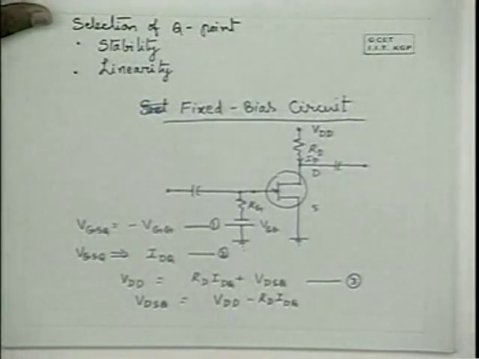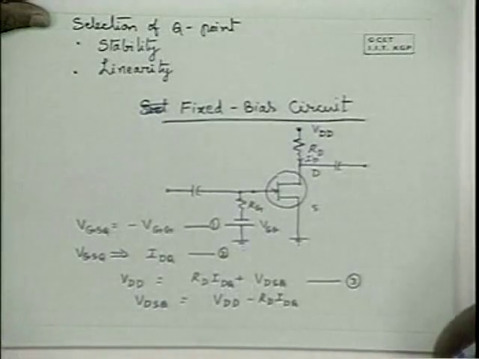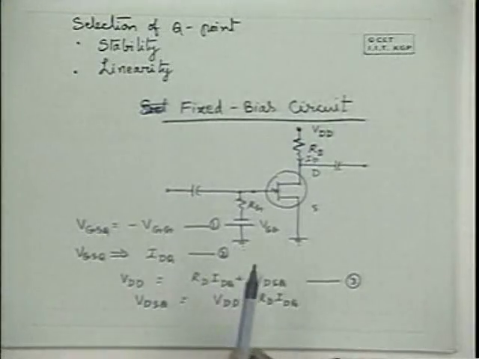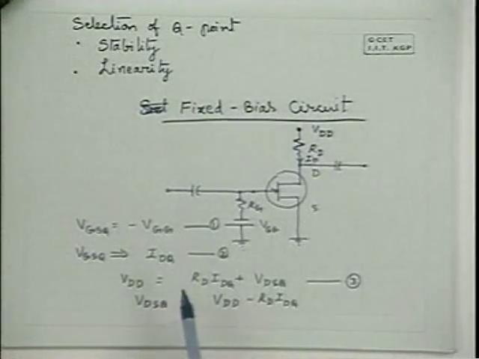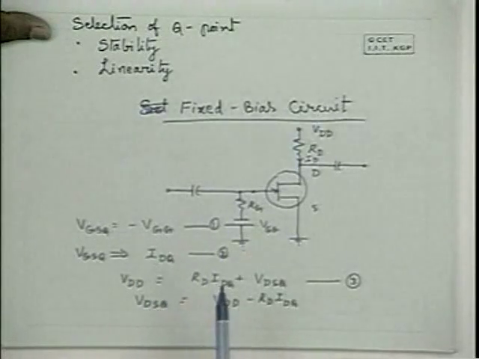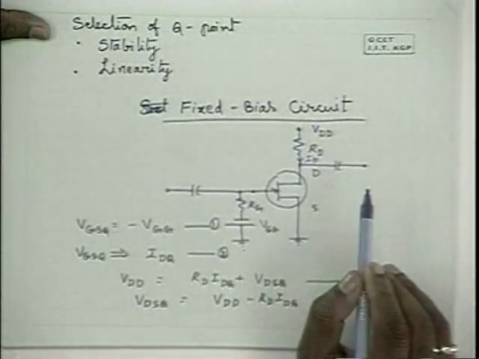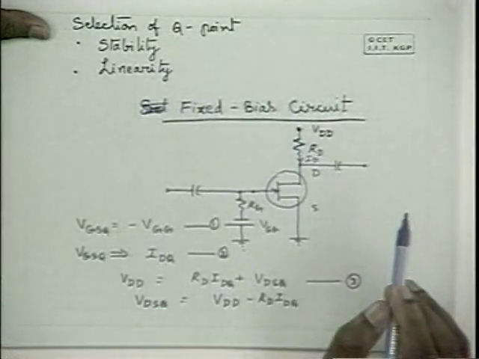So, analyzing the biasing circuit and getting the Q point is as simple as this. Now, as I explained earlier while discussing transistors, the design problem is the reverse. In the design problem, you do the reverse calculations. That means given IDQ and VDSQ, that means the Q point, we find out the values of the resistances and the supplies. So that's what you do in the design problem.